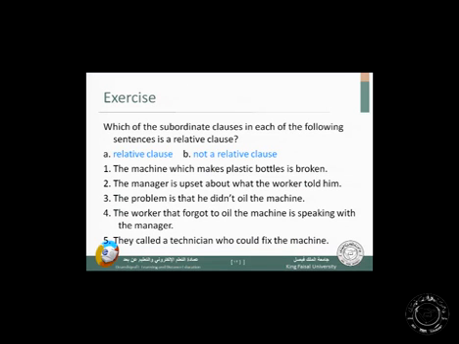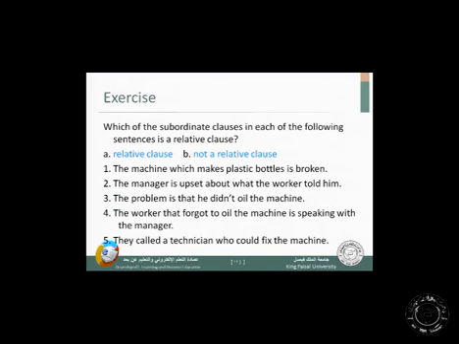If we say the machine is broken, we don't know what kind of machine this is. But if we say the machine which makes plastic bottles is broken, in this case we now know more about machine. So it modifies machine, and as we said, clauses which modify a noun phrase are called relative clauses. So which makes plastic bottles is a relative clause. So we choose A. This is the correct choice in this sentence.